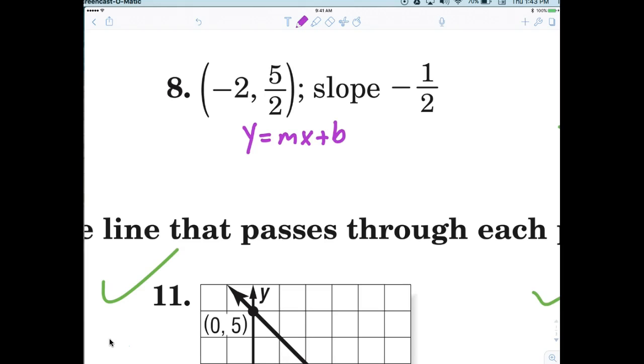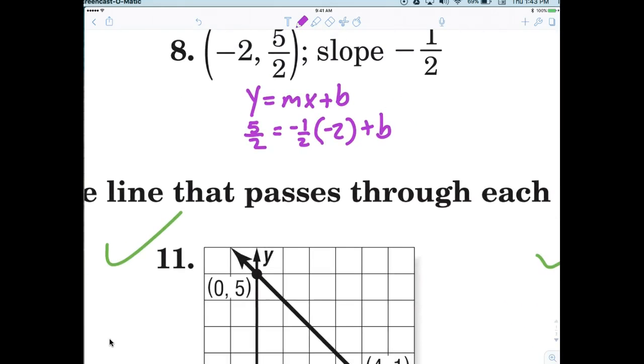All right. So now, what is the y value? 5 halves is equal to, what's m? Negative 1 half. What's x? Negative 2 plus b. All right, so please take a look at that now. Now from there you just have to do your own little simplifying. So half of 2 is what? 1. 1 plus b.